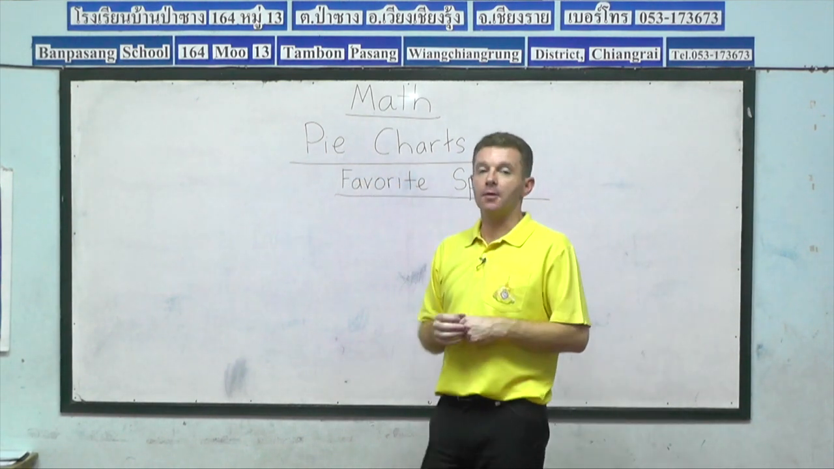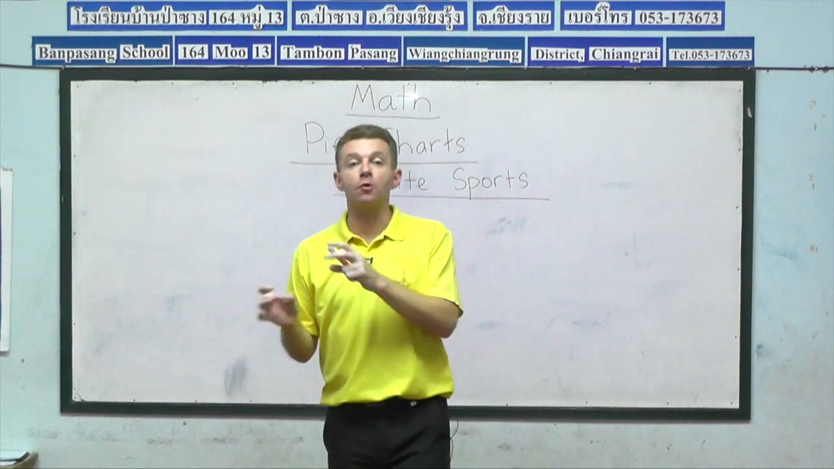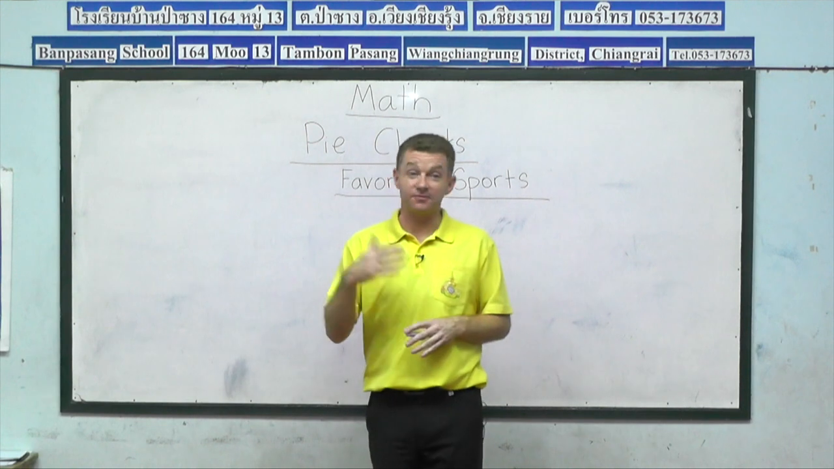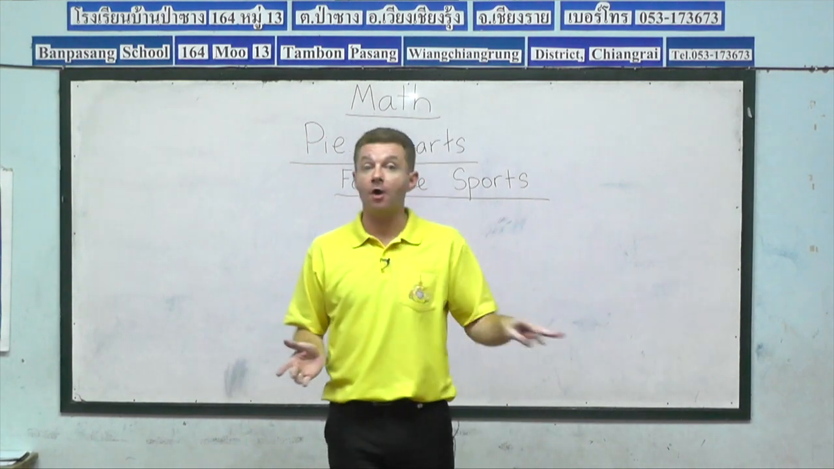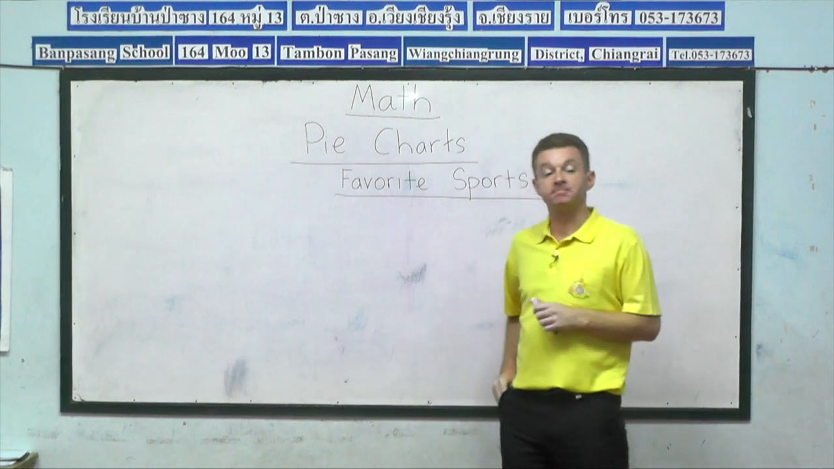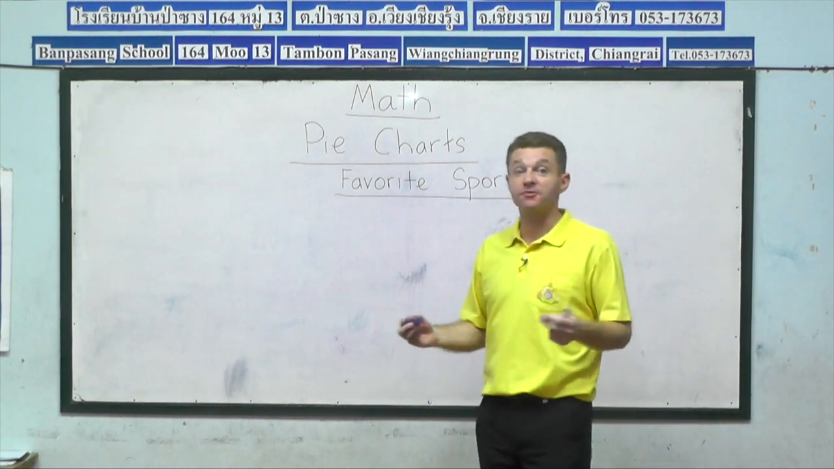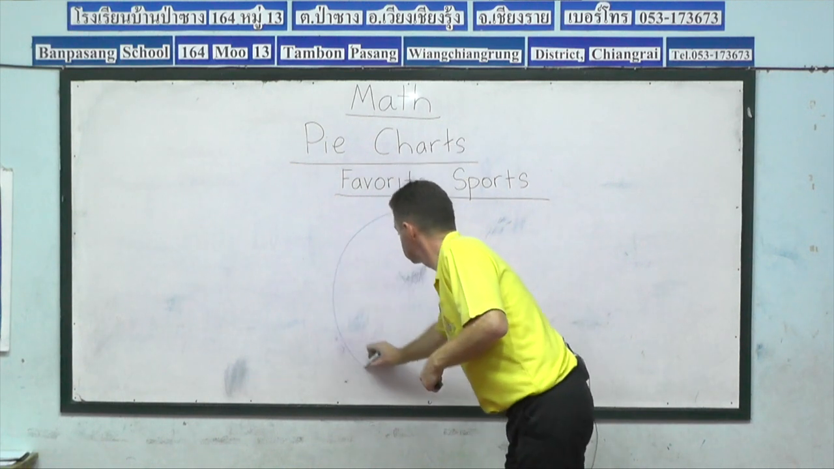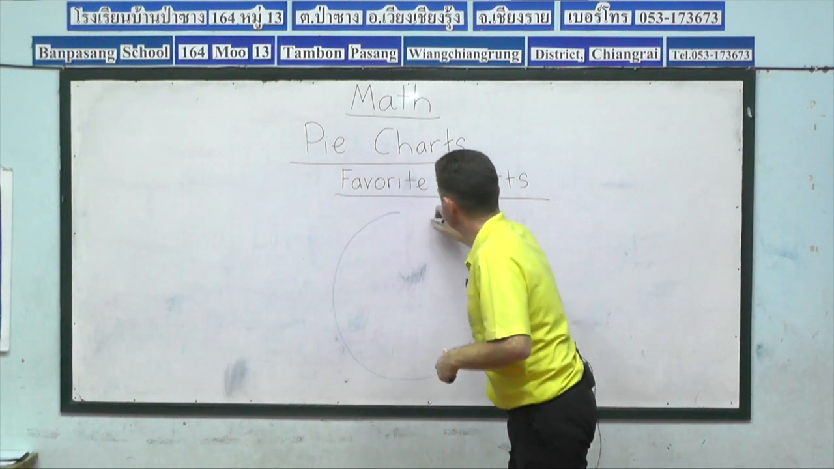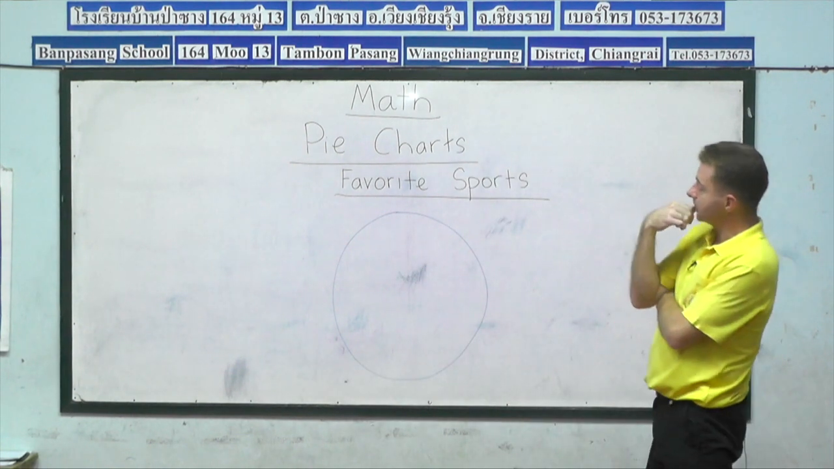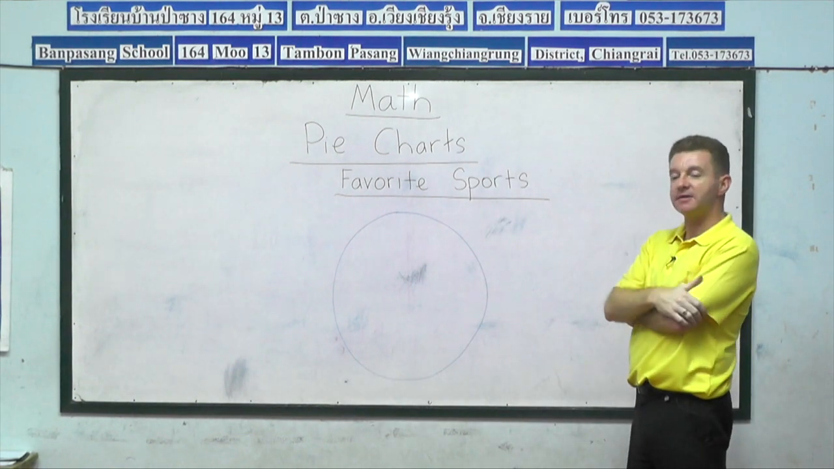Yes. Now, this is where a pie chart becomes different from a bar chart, because a pie chart does not have a vertical axis or a horizontal axis. What shape is a pie chart? Circle or sphere. We have to draw a circle. Something like this, okay? So now that we're starting with our circle, it doesn't have any slices yet.